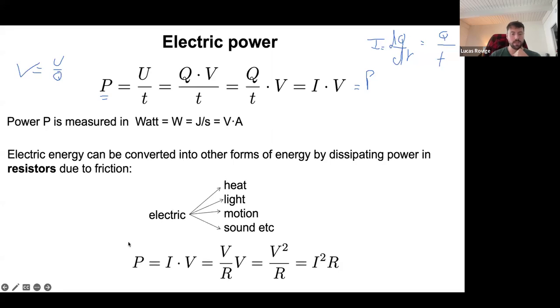And we can rewrite this power in different ways using Ohm's law. Just switching either I or V with Ohm's law, we can get that the electric power from a system is either the potential squared divided by the resistance, or the current squared multiplied by the resistance. So depending on the situation, it might be interesting to use either one of those or the current multiplied by the potential, but they're equivalent anyway.